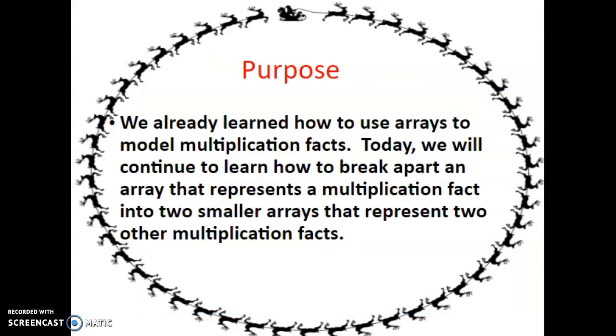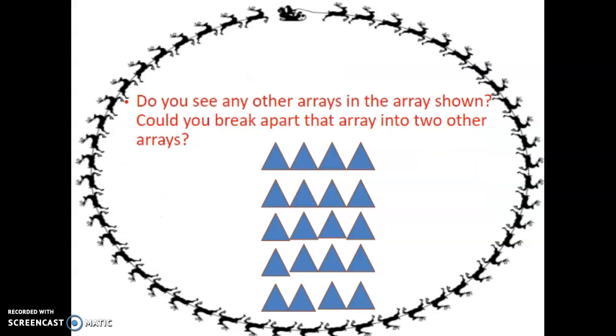As with any learning for me, I want there to be a purpose for why I'm learning it. We already have learned how to use arrays to model multiplication facts. Today, we're going to learn how to break apart an array that represents a multiplication fact into two smaller arrays that represent two other multiplication facts. And then once we get the answers to those, we can put them back together. We want to simplify it to help us understand it a little bit better and to solve it a little bit easier. We're going to be doing that today, and our very first problem looks like this.